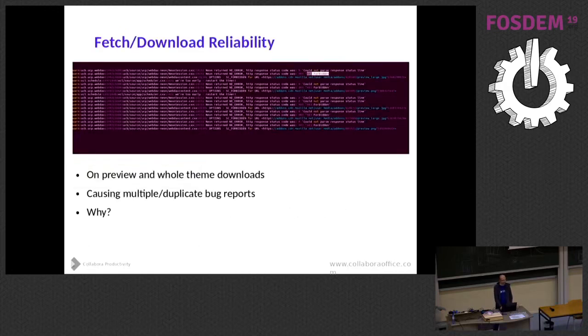Fetch and download procedure was not reliable. On preview and whole theme downloads, it was giving errors all the time and failing. For example, you see a screenshot of some errors, like there is a 403 forbidden error. But when you copy and paste that URL into a browser, you will see that there is no error, it is there. It was causing multiple and duplicate bug reports all the time. And I don't know why this library was working or not working like this.